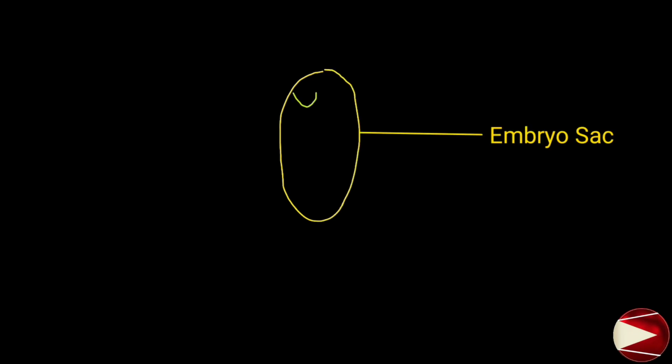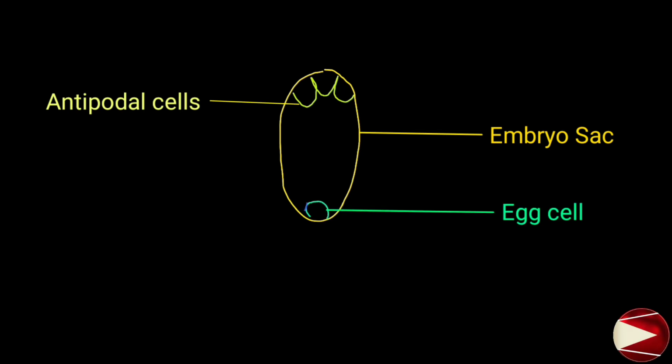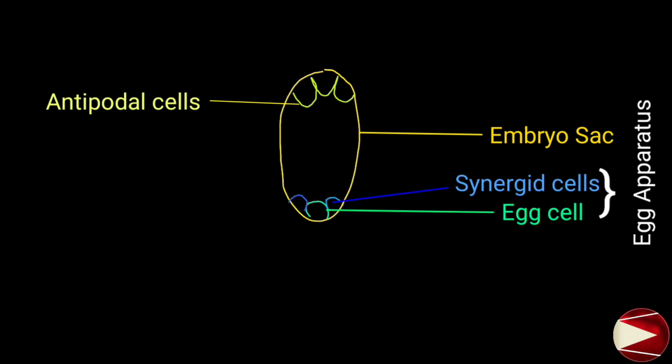This one is the embryo sac, in which at the chalazal end there are three antipodal cells, and at the micropylar end the egg cell and two synergid cells are there, which constitute the egg apparatus. At the center of the embryo sac there is a cell called the central cell. This is the only cell in the embryo sac to be diploid. Remaining all other cells of the embryo sac are haploid.